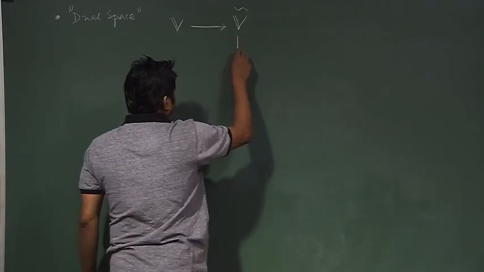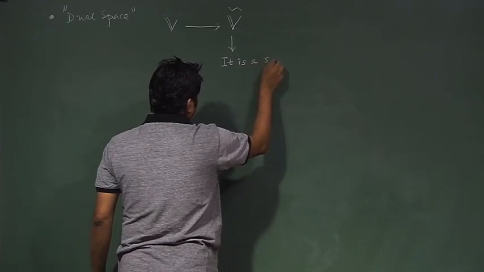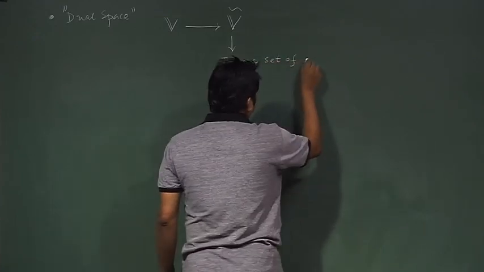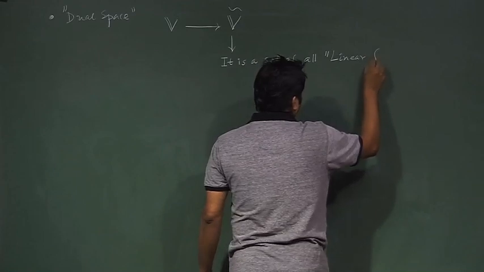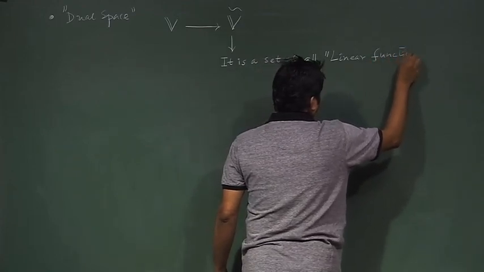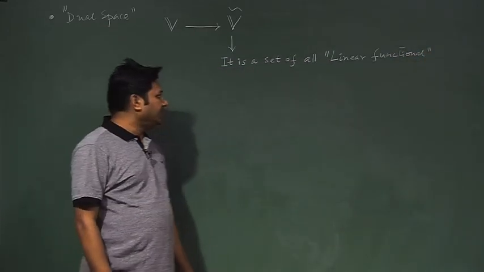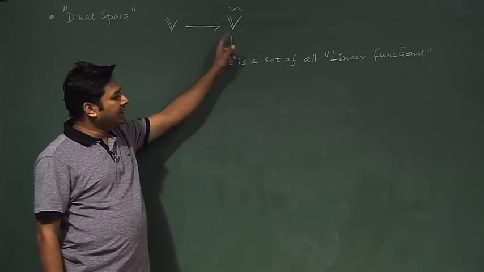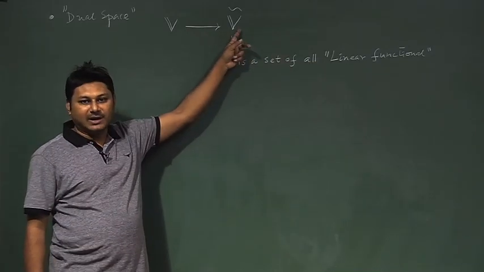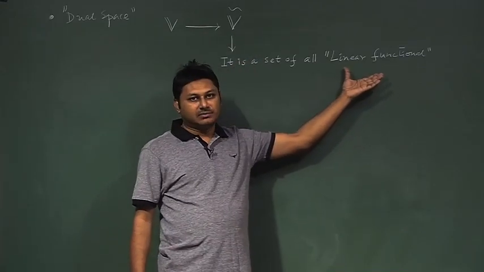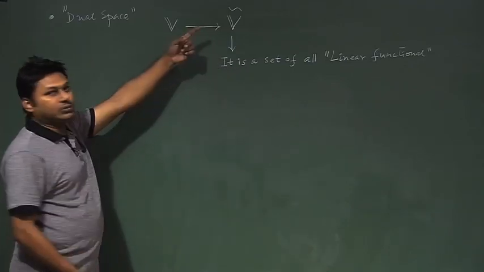So the dual space is a set of all linear functionals. In order to define the dual space, I have now defined another new term, linear functionals. So in order to understand what V tilde is, I essentially need to understand what a linear functional is, because this is a set of all linear functionals. Let us first find what a linear functional does, then we will go back and understand what the dual space is.